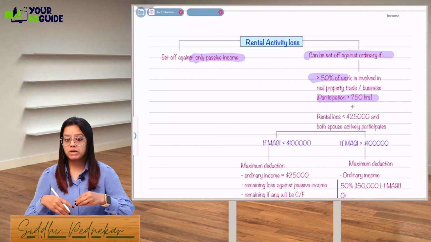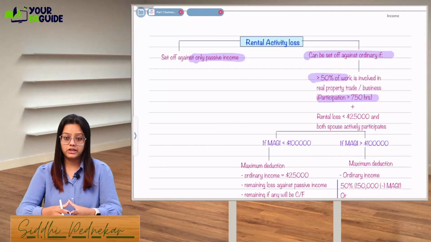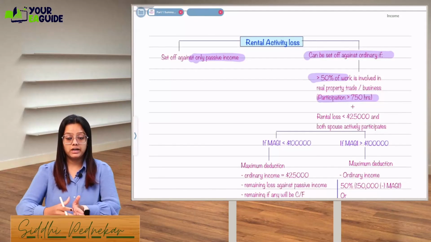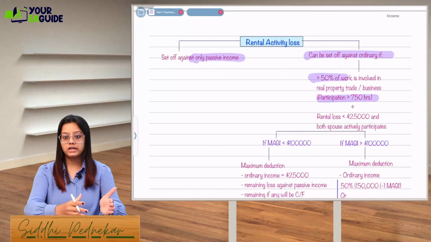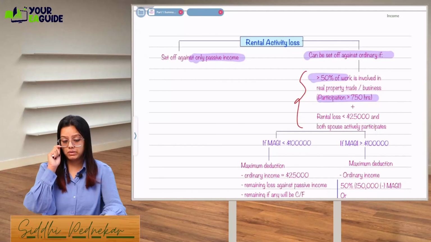Means you are actively participating in the Schedule E business, then only you will be able to offset your rental losses against the ordinary loss. But the condition is, you have to see this condition. There will be one question on this.